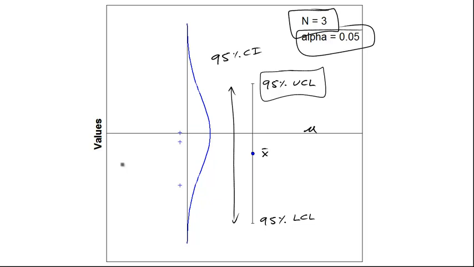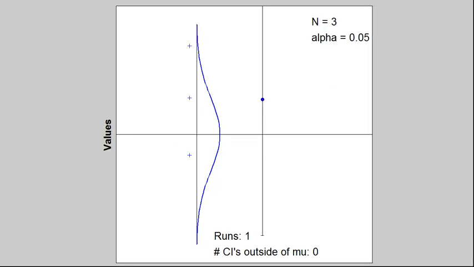We'll never know which intervals truly encompass the population mean or not, because nobody knows the true population mean. Here's the first run in my simulation, and I'm going to tally it. It'll show the number of runs that I've done at the bottom, and it'll report the number of times the confidence intervals were outside of the true population mean. So each run might be each student performing the experiment, collecting 3 measurements at a time.